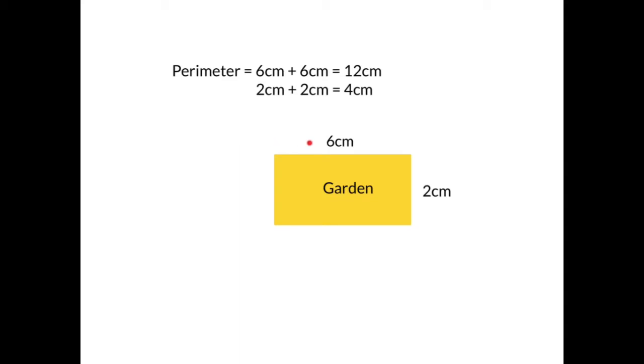So if this length here is 6 centimeters, then this length, which is opposite it, has to be the same. And if this width is 2 centimeters, then this opposite side has to be 2 centimeters as well. This way, we're adding up all of the outside measurements of this 2D shape. Then all that's left for us to do is take our 12 centimeters and our 4 centimeters, add them together, and the perimeter of this shape equals 16 centimeters.